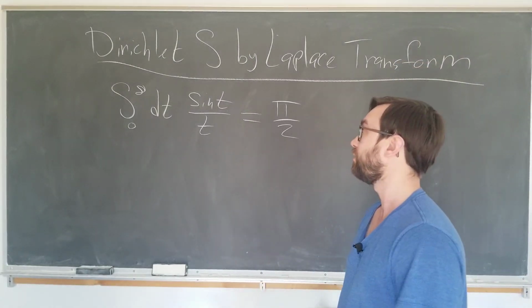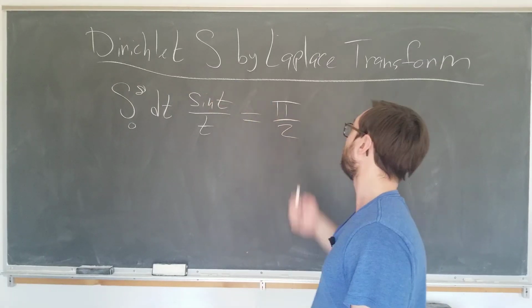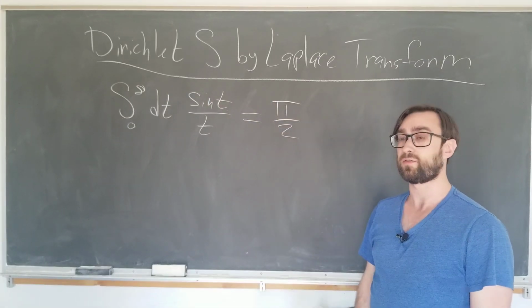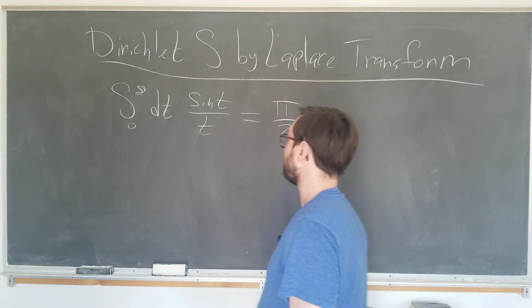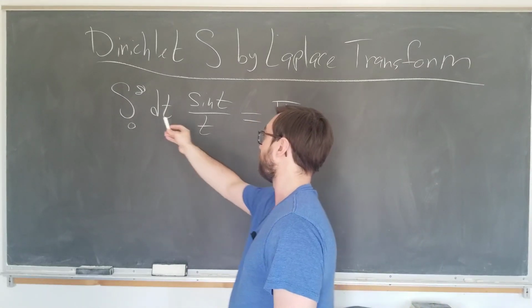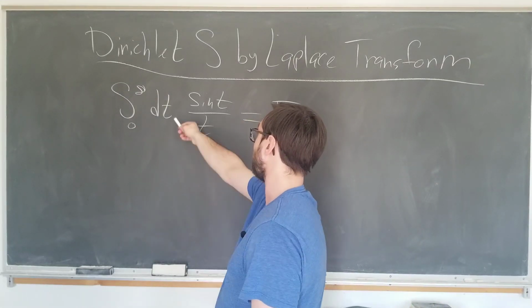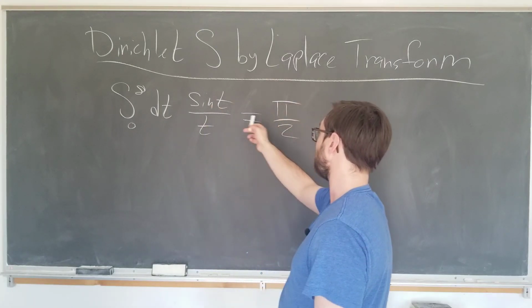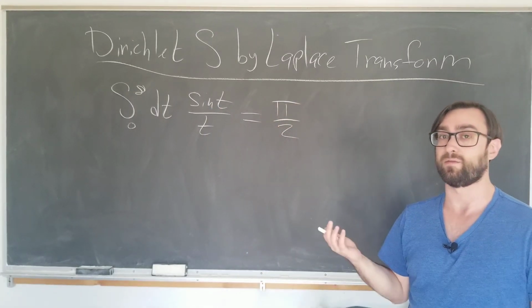Today we are going to evaluate the Dirichlet integral by the method of Laplace transformation, where the Dirichlet integral is famously the integral from 0 to infinity with respect to some variable t of sine t over t. We're going to show that it's equal to pi over 2.